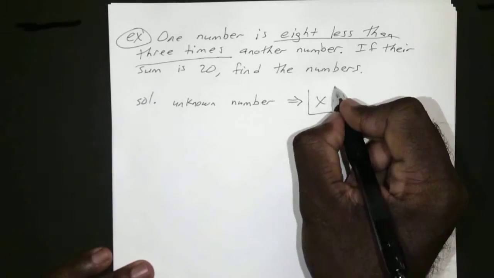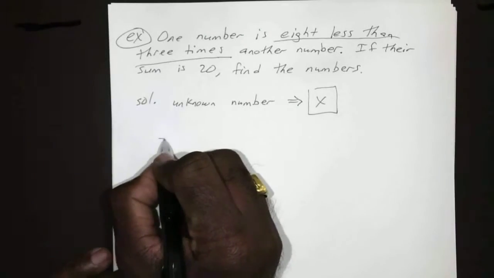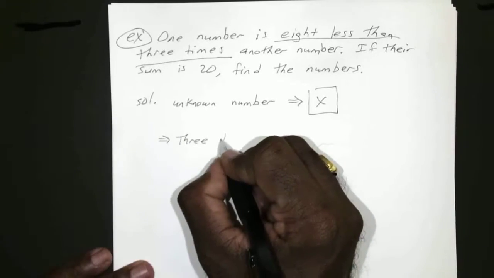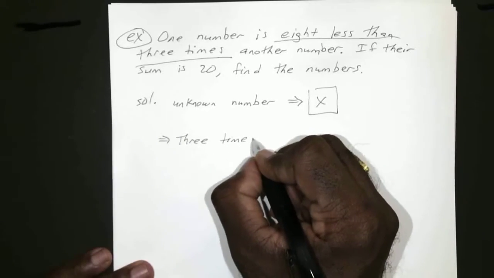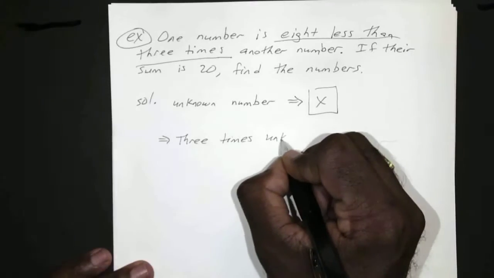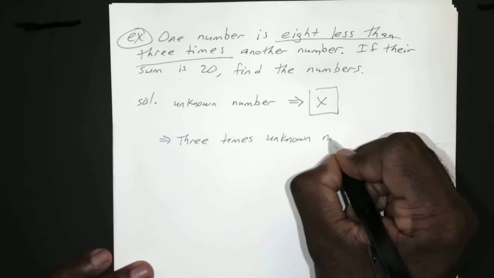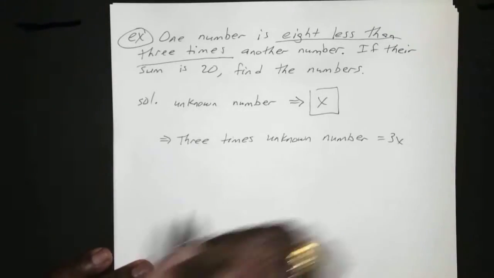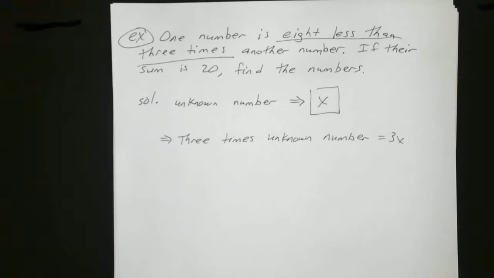Okay, so we know we have our x. So we know that 3 times the unknown number is going to be 3x. Now, 8 less than 3 times the unknown number is just going to be 3x minus 8. Remember, that less than is always going to be minus or a subtraction. When you see more than, then you're going to have plus.